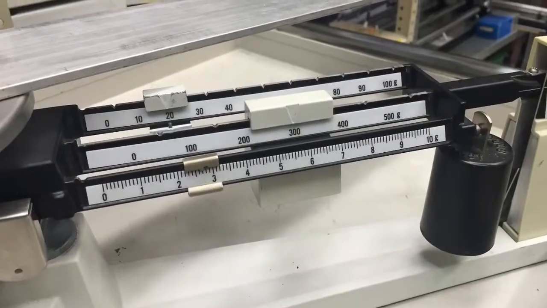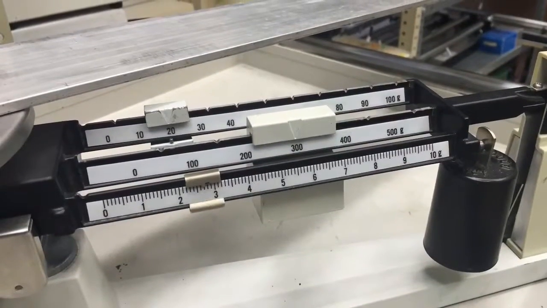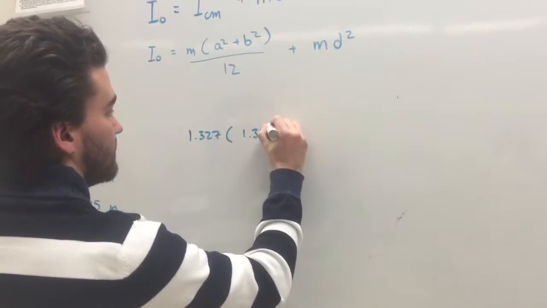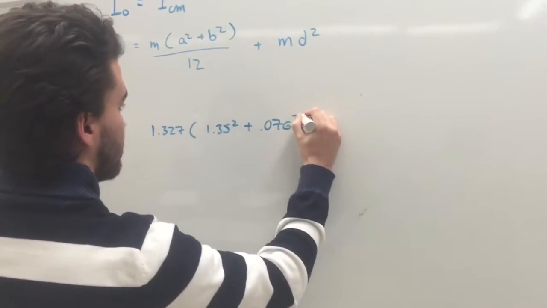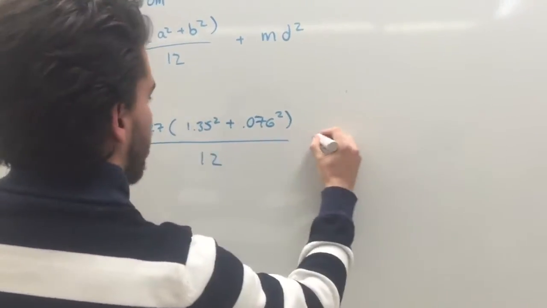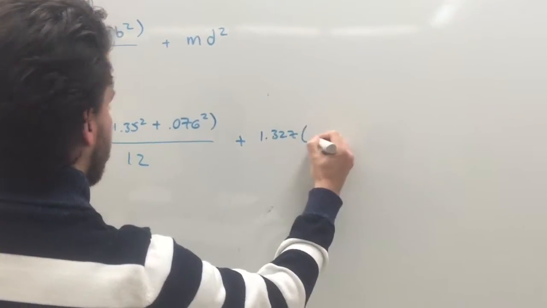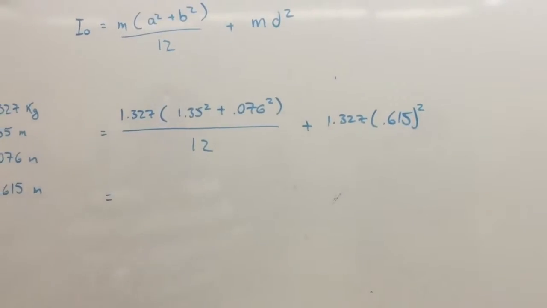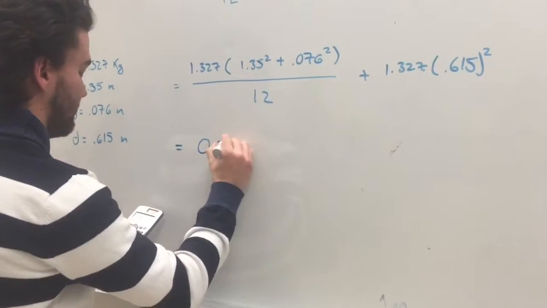The weight of our piece was 1 kilogram, 327 grams. When we substituted the different values, we were able to obtain the moment of inertia, which is equal to 0.7 kilograms meters squared.